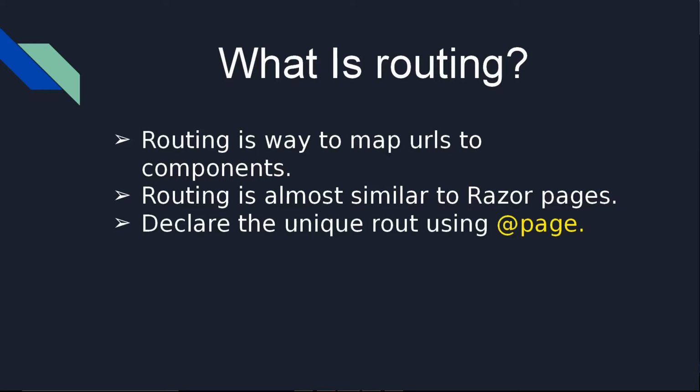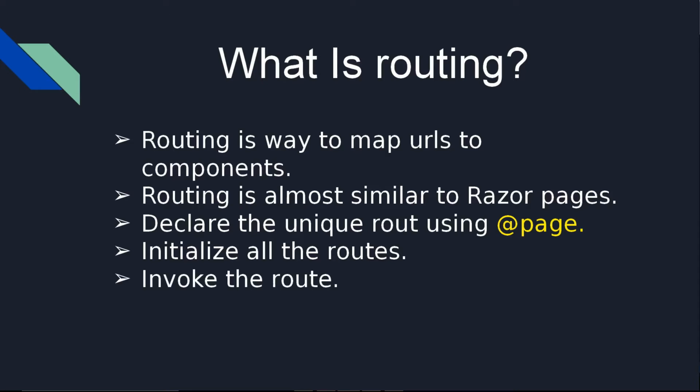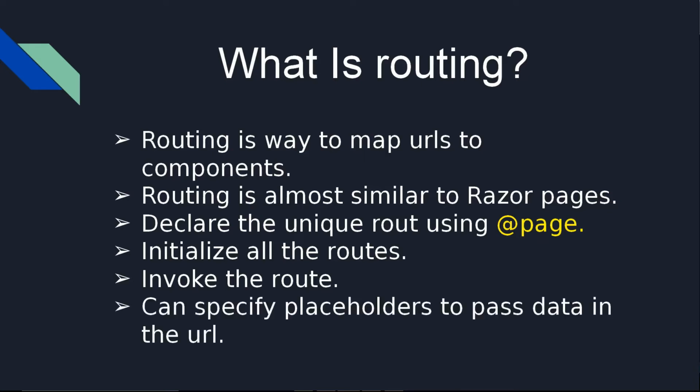To declare a route, you have to use @page at the component level, and then you have to give your path. I will show you that. Then that will become the route for the particular URL, so you can route on that. Once you have declared your routes, you have to initialize all your routes. It will be done once at the application level, and that will be the main setup from where the routing URL path will be mapped to the components. Then you have to invoke the routes via any anchor tag or the NavLink component given in Blazor itself. You can specify a placeholder to pass data in the URL. I'll come to that later.